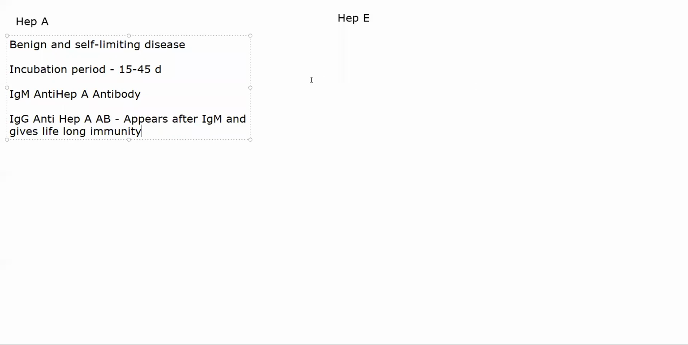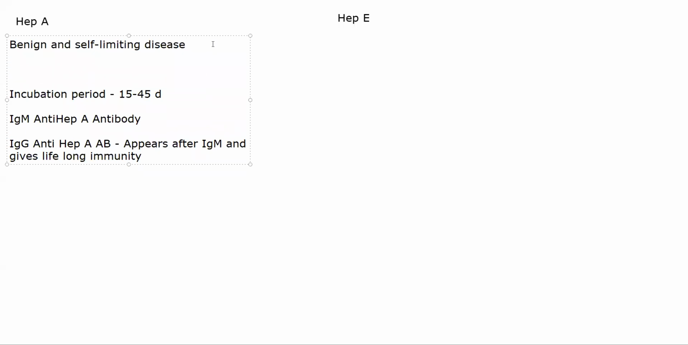Both of these viruses will be transmitted by the fecal oral route. If you are drinking contaminated water or eating contaminated food, that is when you will get this type of hepatitis. Transmission: fecal oral route.